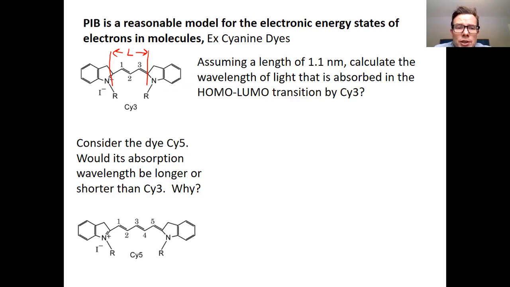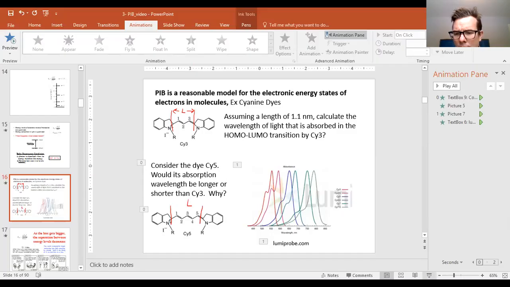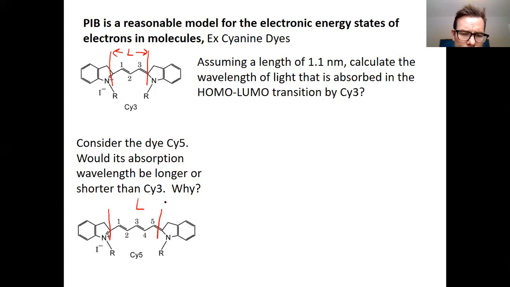Here's an equally important question. This molecule is called Psi3 because it has 1, 2, 3 carbons in its backbone. This one is called Psi5 because there are 1, 2, 3, 4, 5. Somehow my video just died. Okay, Psi5, 5 carbons in the backbone.